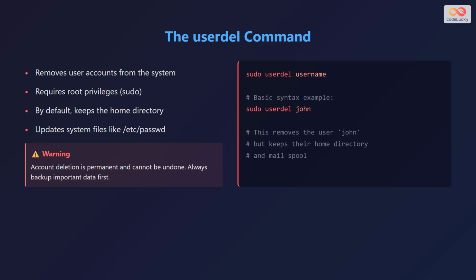The userdel command is used to remove user accounts from the system. Like useradd, it requires root privileges, so you'll need to use sudo. By default, userdel keeps the user's home directory and mail spool. It also updates system files, such as /etc/passwd. To remove a user, you use the command sudo userdel, followed by the username. For example, sudo userdel john removes the user John but leaves their home directory and mail spool untouched.